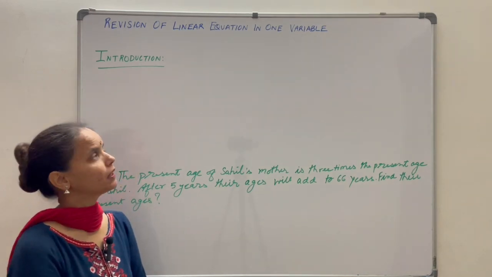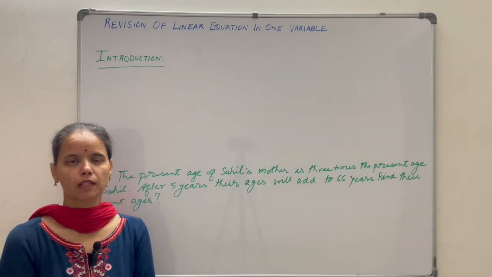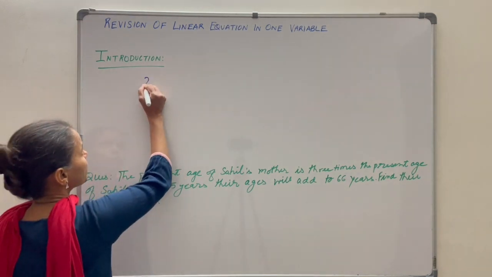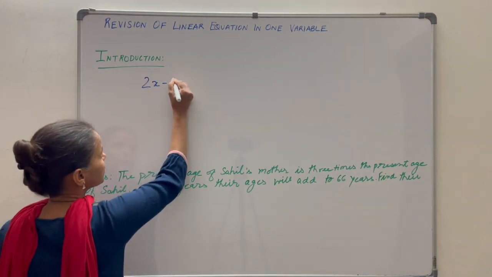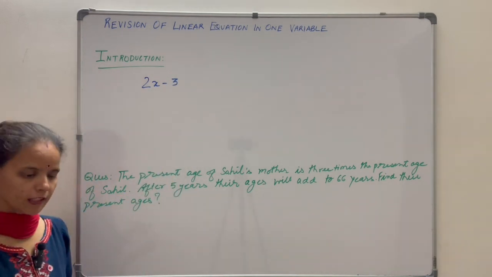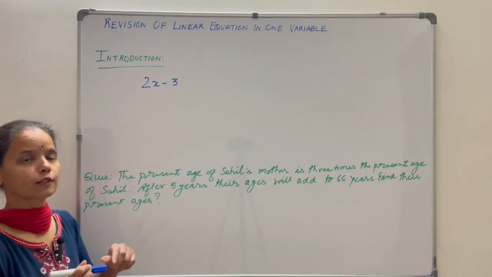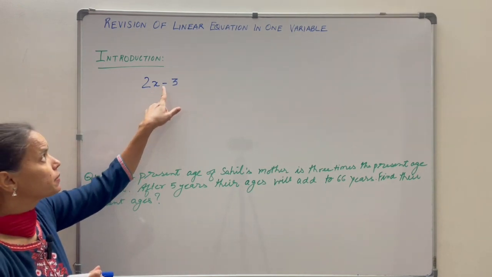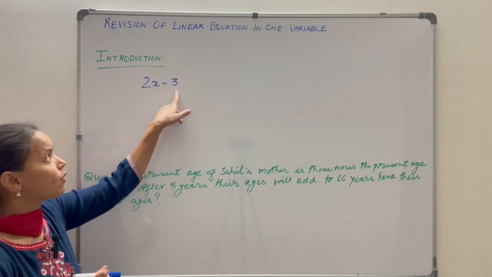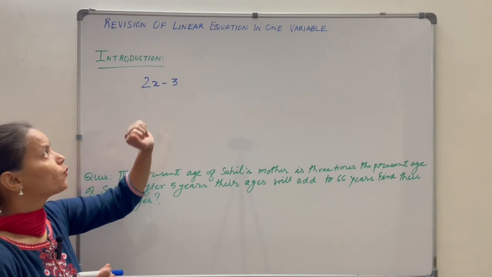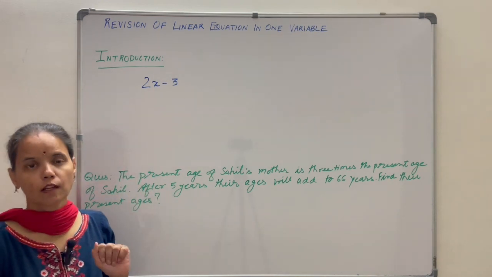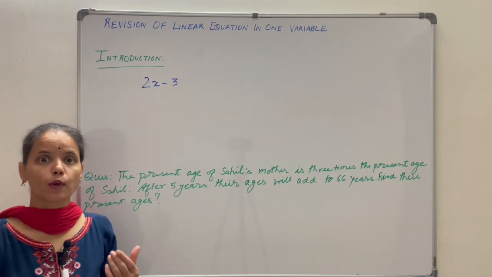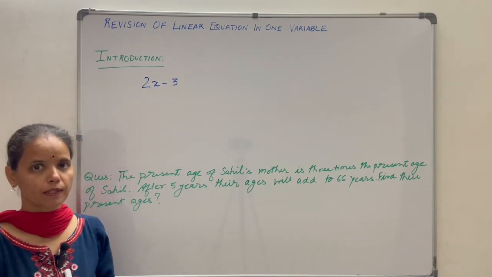Revision on linear equation in one variable. Let us revise some concepts. So 2x minus 3, this is an algebraic expression. It is formed from arithmetic operators. Here it is multiplication and subtraction, constant 3, variable x. So our algebraic expression is made up of constants, variables and arithmetic operators.